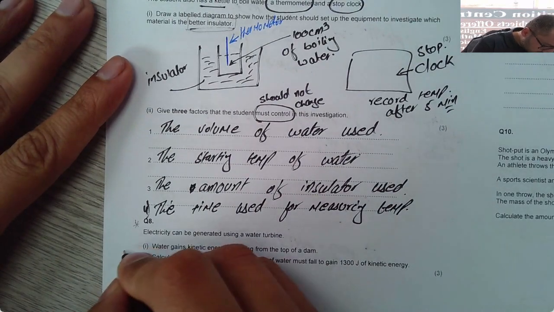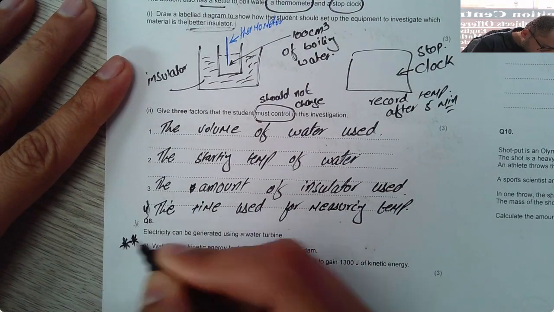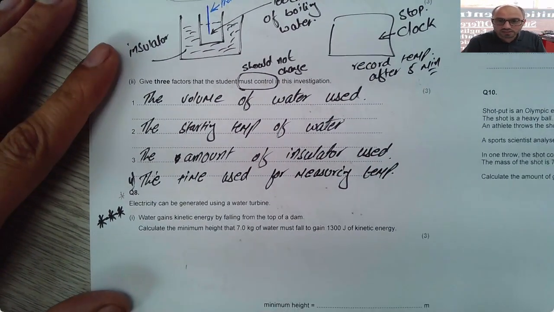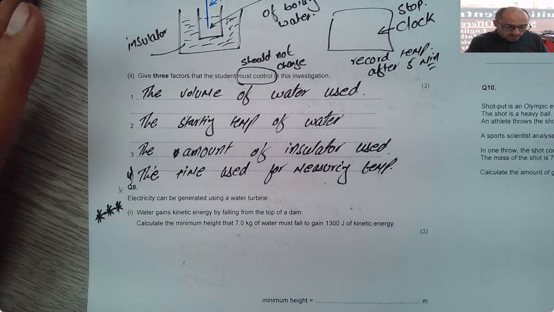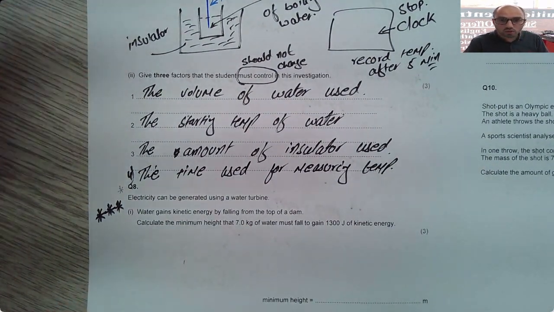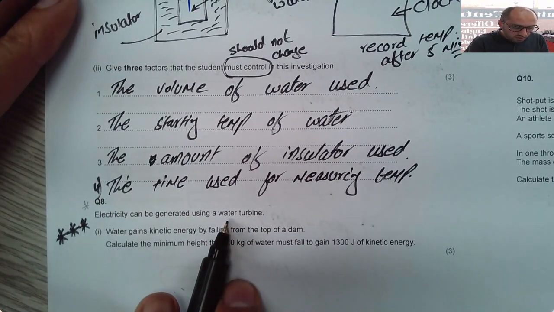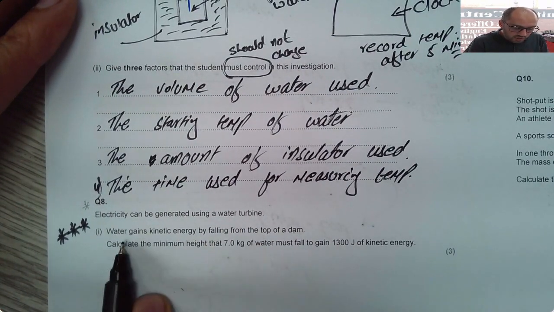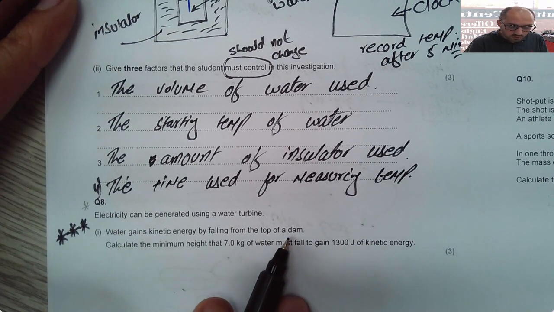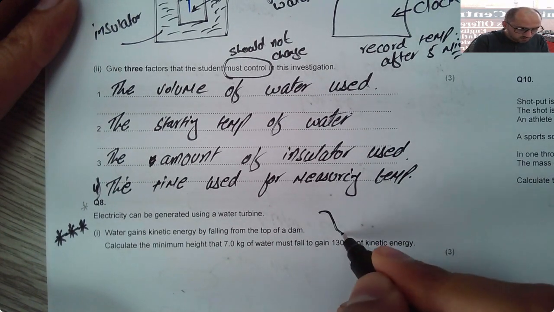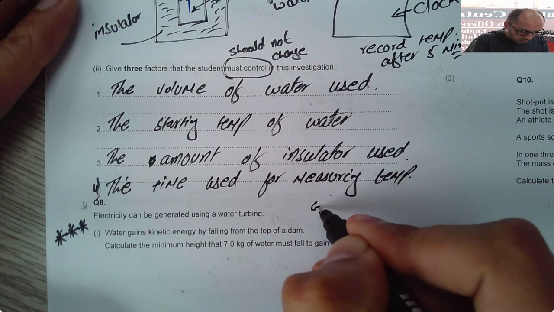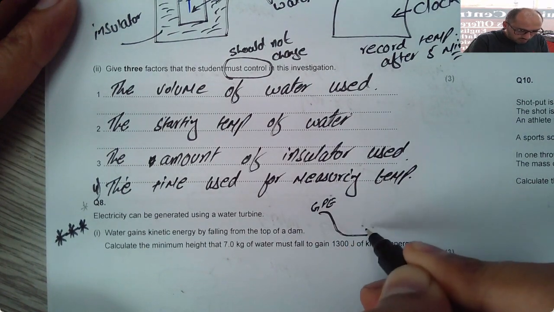This question is very, very important because it is about conservation of energy, but this time it is not in terms of qualitative responses. This time it is about quantitative responses. So here it says electricity can be generated using a water turbine. Water gains KE by falling from the top of the dam. So I can say this is the situation that applies. So here the water will have GPE, here the water will have KE.